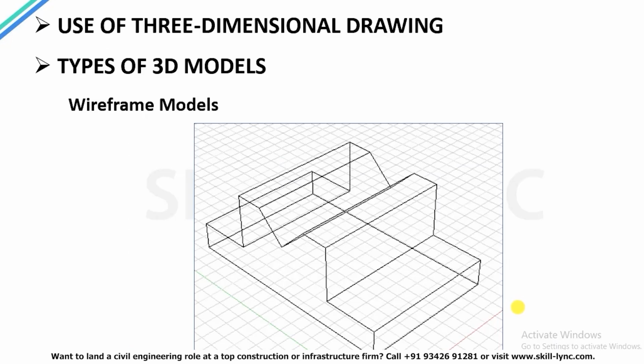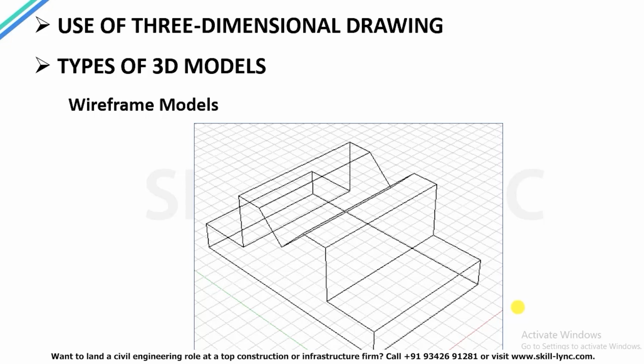Now, use of 3D models. In 2D, we are only able to visualize plans, elevations and sections. But in 3D, the real model can be visualized. For example, you can see a feature over here where a 3D model is created. It can be visualized from all three directions, that is X, Y and Z. And this particular model has a depth as compared to 2D drafting.